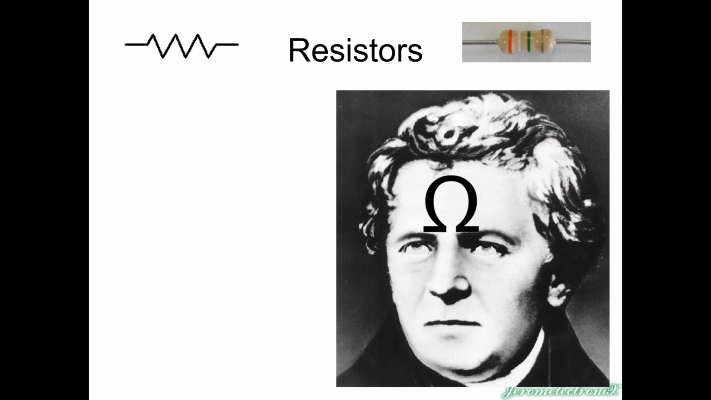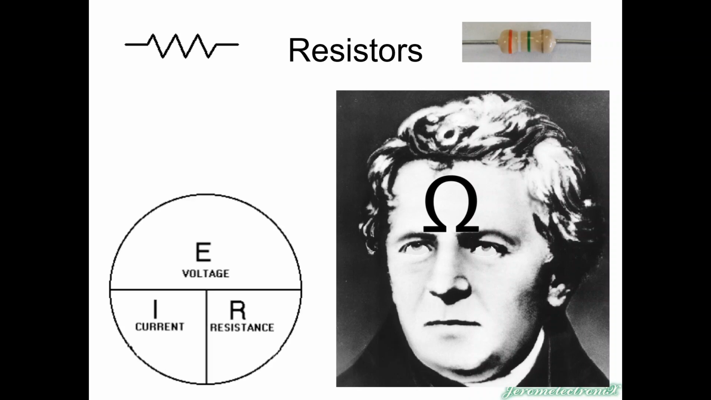Why did we name it after George Ohm? Well, he was the first guy to really understand, as far as we know, the relationship between voltage and current and resistance. This little thing here, this little circle with a T in it, we call that a circle T.